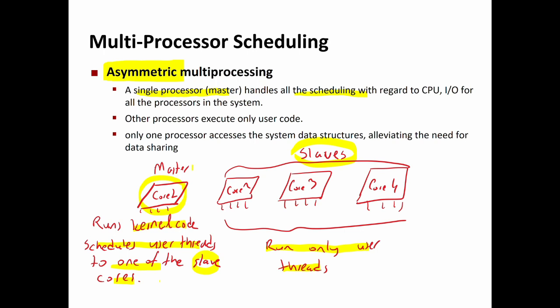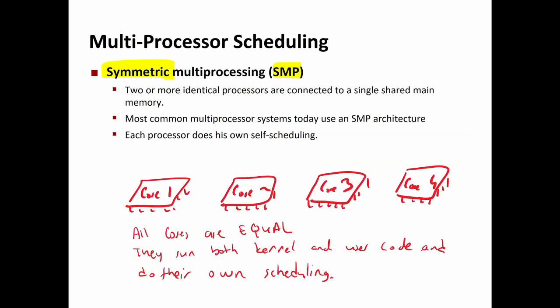In this case, you can see that all the system calls issued by user processes in the slave cores have to be executed on the master. So this does not scale well when the number of cores becomes large.